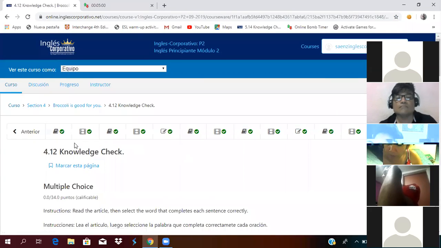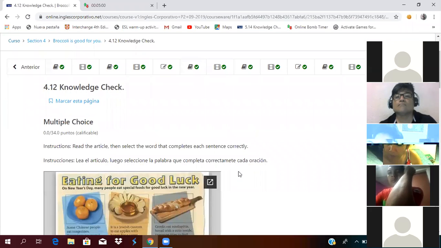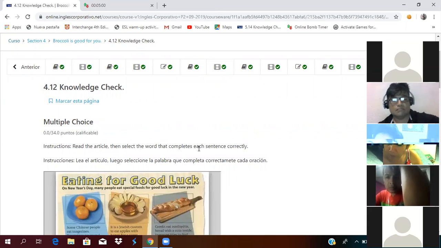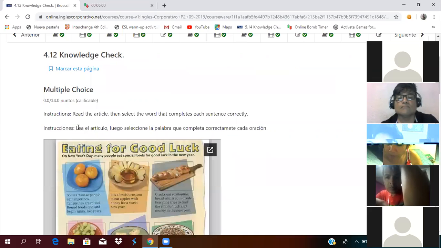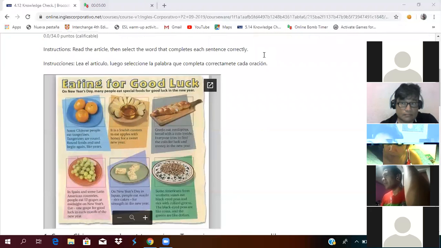The next activity is gonna be section 4.12, knowledge check, multiple choice. Instructions: read the article and then select the word that completes each sentence correctly. Instrucciones, lea el artículo, luego seleccione la palabra que completa correctamente cada oración. All right, so what we're going to do right here is we're going to be looking at this section, eating for good luck. On New Year's Day, many people eat special foods for good luck in the new year.